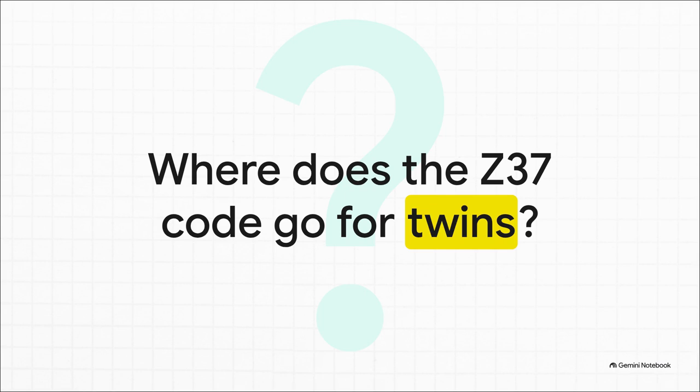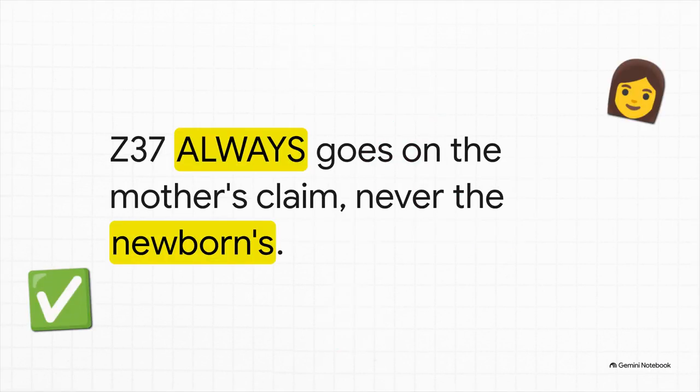So, knowing these super strict coding boundaries, I want you to think about a tricky scenario for a second. If a patient delivers twins, where exactly does the Z37 outcome code go? Does it go on the mom's chart, the first twin's chart, or the second twin's chart? What do you think? Well, if you said the mother's claim, you hit the nail right on the head.